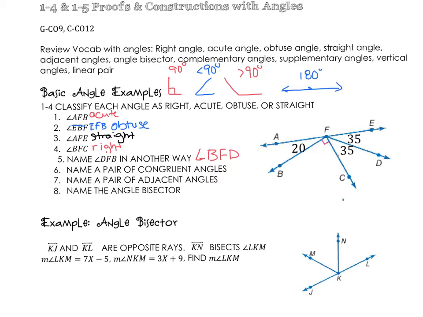Okay, then name a pair of congruent angles. So congruent angles are angles that have the same measure. Well, it looks like this one has 35 and this one has 35. So angle EFD is congruent to angle DFC.